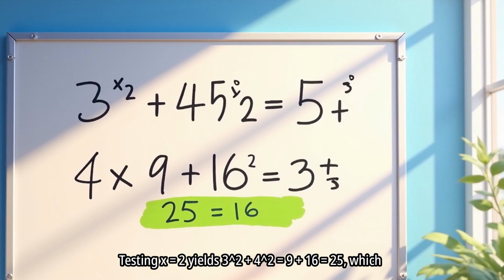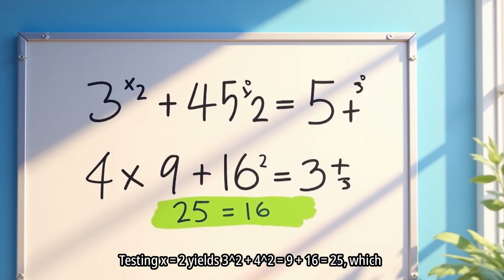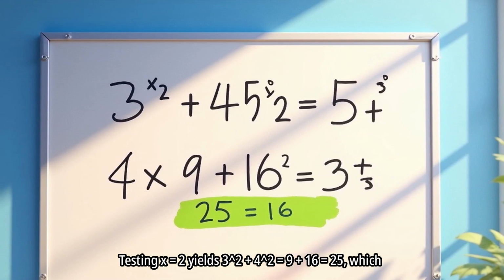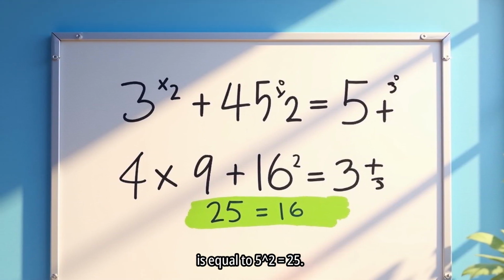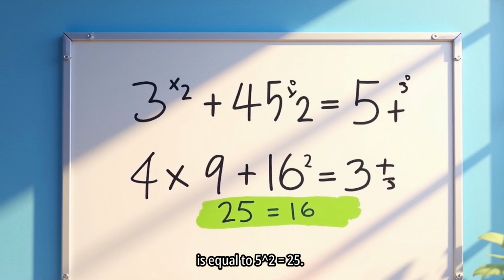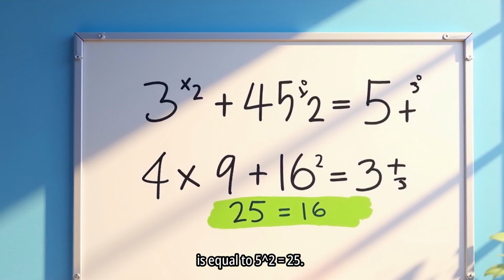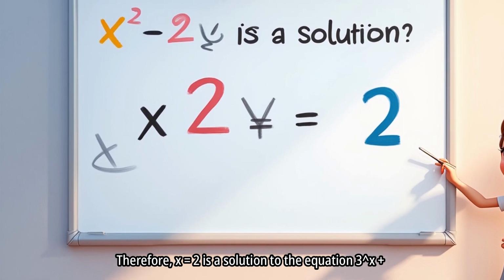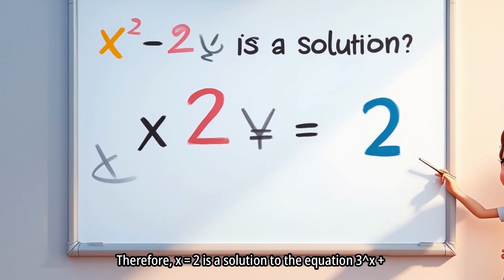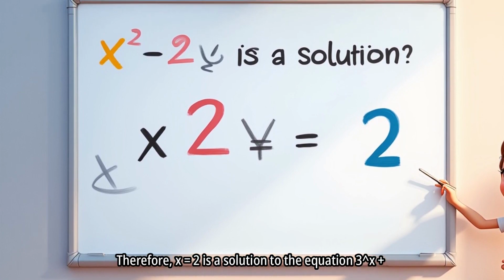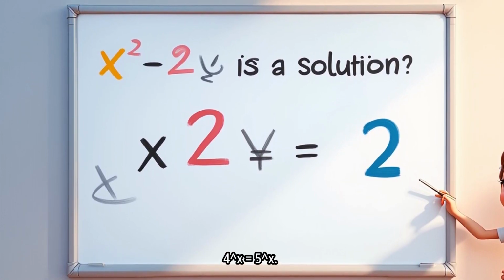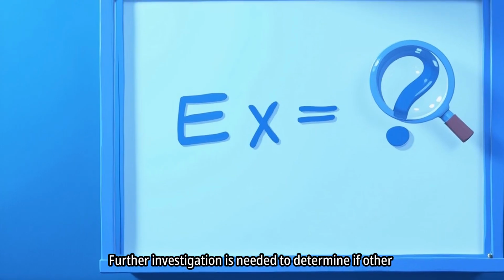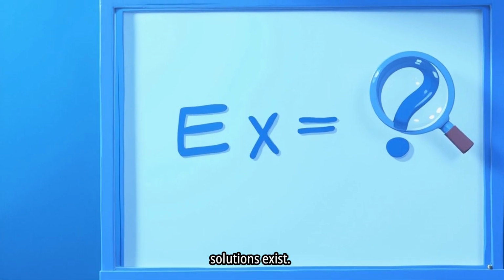Testing x equals 2 yields 3^2 + 4^2 = 9 + 16 = 25, which is equal to 5^2 = 25. Therefore, x equals 2 is a solution to the equation 3^x + 4^x = 5^x. Further investigation is needed to determine if other solutions exist.